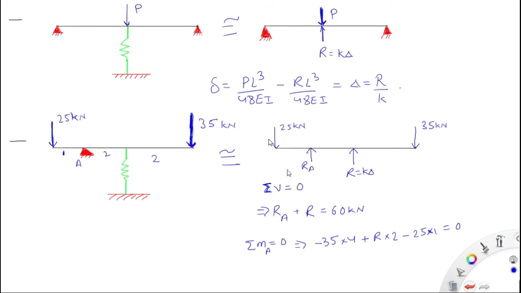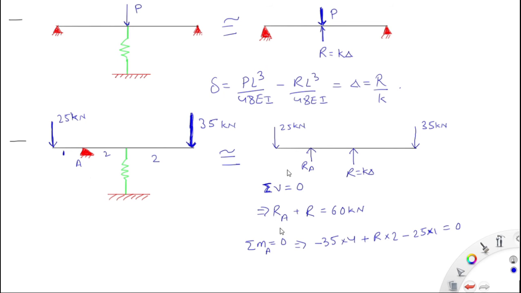So summation of V is equal to 0 at the hinge support, totally for the equilibrium. Vertical means the resultant of the forces in the vertical direction is equal to 0. So summation of V equal to 0 implies Ra plus R is equal to 60 kilonewton, because 60 kilonewton is acting downwards, and Ra plus R are the upward reaction forces. So this loading is downward and reaction is upward, so both are balanced.